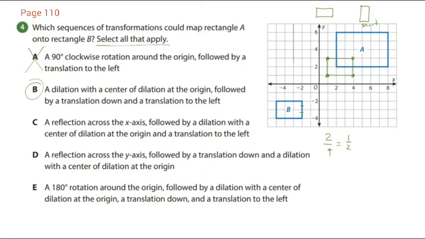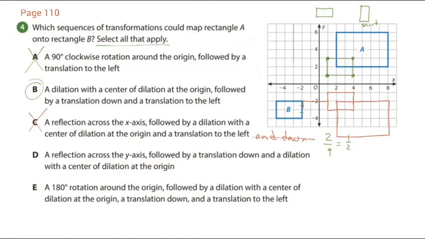Next one, a reflection across the x-axis followed by a dilation at the origin and then a translation left. So let me do that one in red. Reflection across the x-axis would give me this rectangle, followed by a dilation with the center of dilation at the origin, which would give me this rectangle, followed by a translation left. If they also put the words "and down," because I have to go over and then down one, this one would be okay. But as written, it will not work.